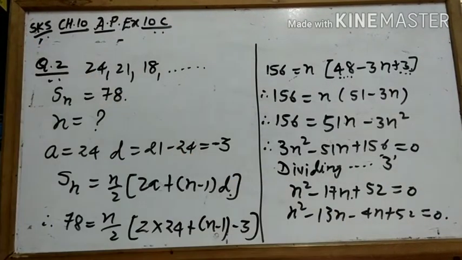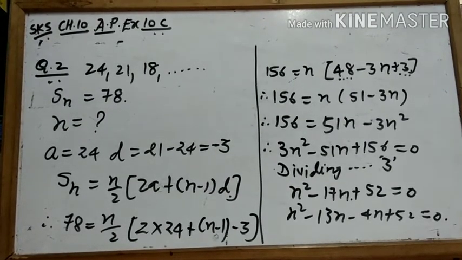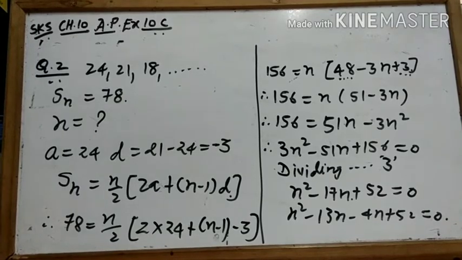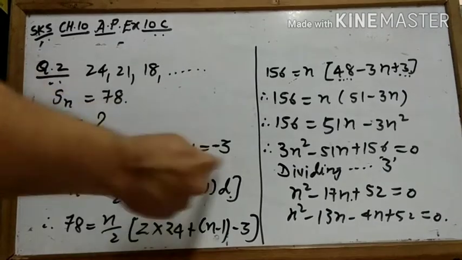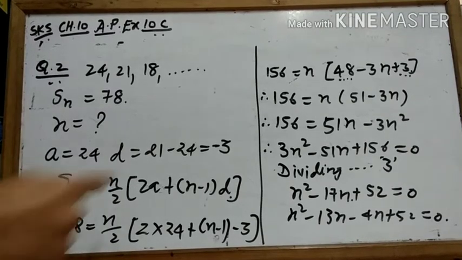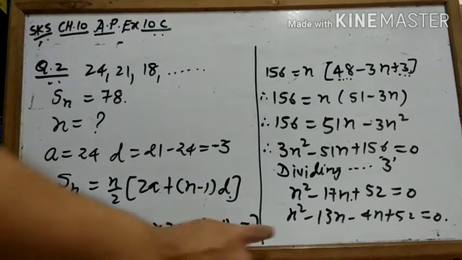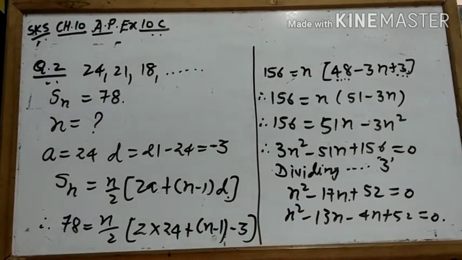You will get two answers here. N will be equal to 13 as well as n will be equal to 4 when you solve further, and both the answers are correct. Whenever d is negative, both the possible answers of n you will get. If d would have been positive, then surely you will get n as one positive number and the other value of n will be a negative number.